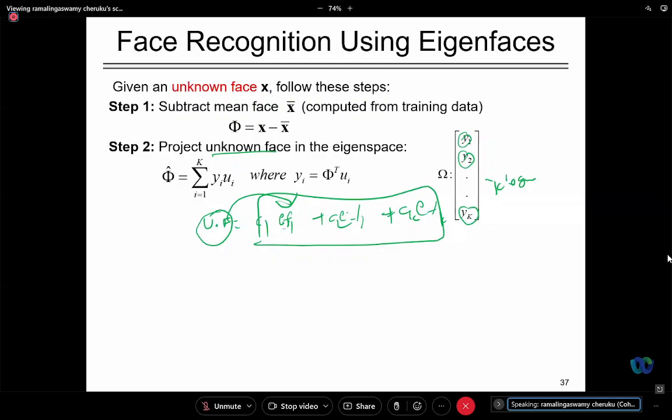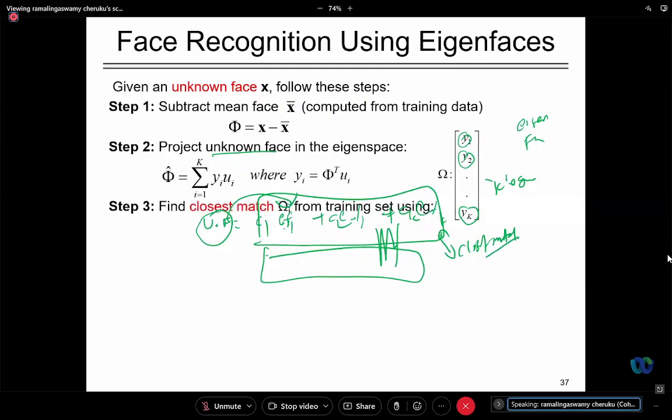The database is also stored in the form of eigenfaces. All the images in the database are stored like this. Every image is represented in the form of eigenfaces. Now we can find the closest match. How can we find the closest match? We find the closest match, sigma, from the training data set using the Euclidean distance or Mahalanobis distance, isn't it?